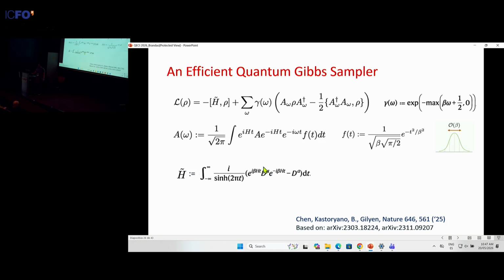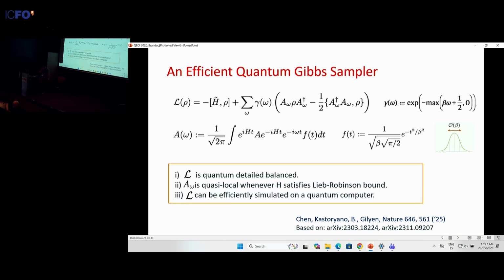Oh, this is a typo. This dA should be the same A that we had before, so it should just be A. Doesn't matter what it is. It's a little bit complicated, but we make it such that the Lindbladian has the properties that we want. And what are these properties? Why do we think that's an interesting construction?